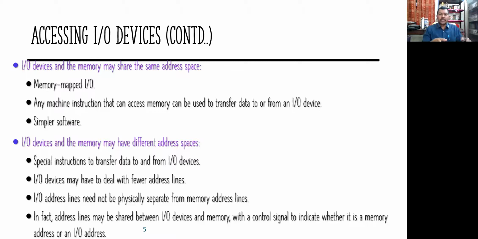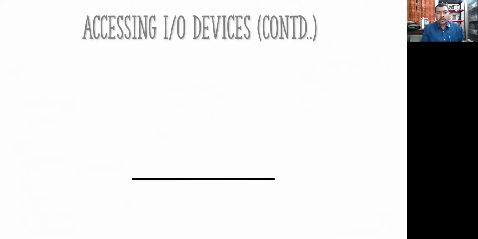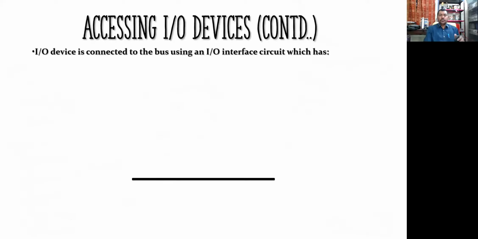So to reduce that circuitry, we have the same input and output for memory and input output devices. We are going to share the same address line. Input output devices are connected to the bus using input output interface circuits. These interface circuits are very important to be connected by the bus, right? This is the important part before we connect with the input output device.